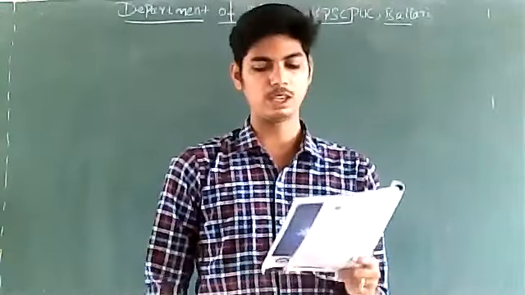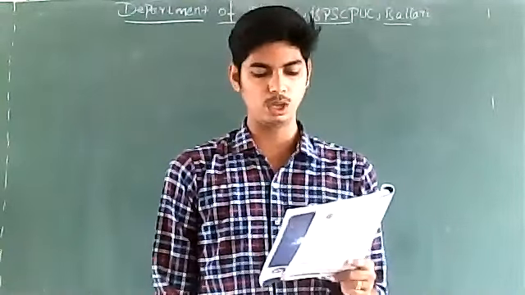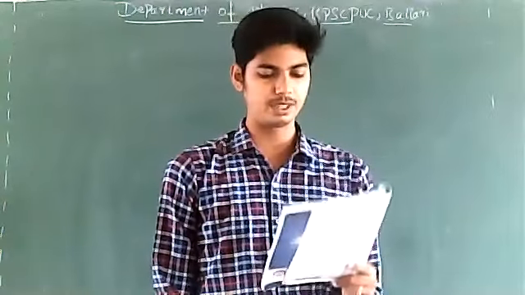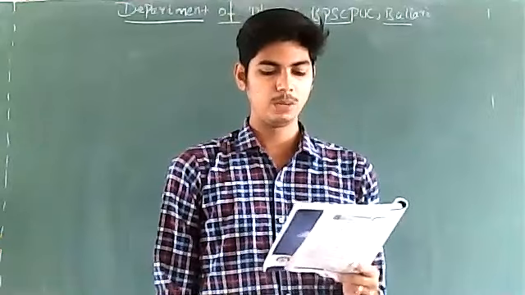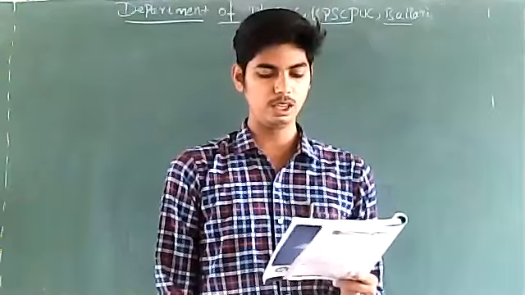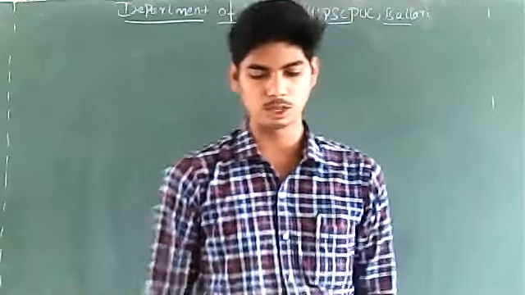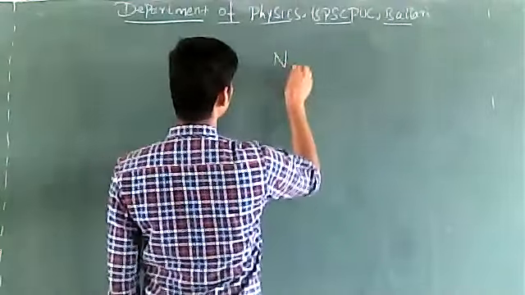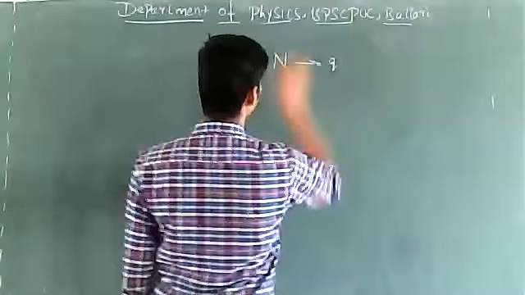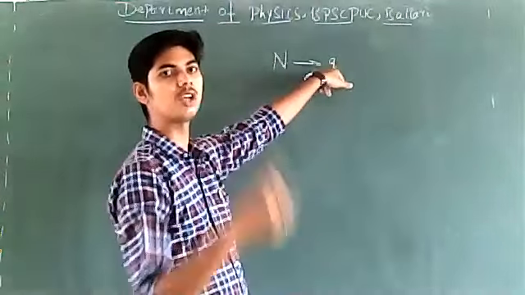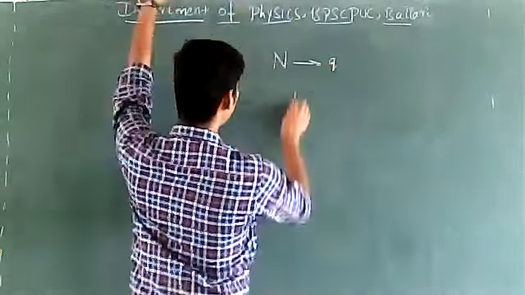N fundamental charges, each of charge q, are to be distributed as two-point charges separated by a fixed distance. Then the ratio of maximum to minimum force is asked, where n is even and greater than 2. It is said that there are n fundamental charges, each having charge small q. So the net charge on this system will be n into q.